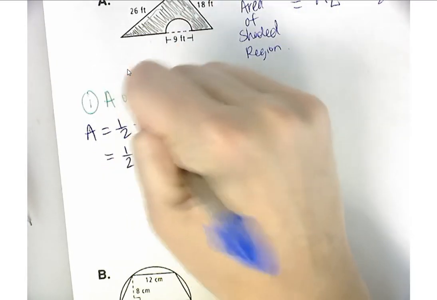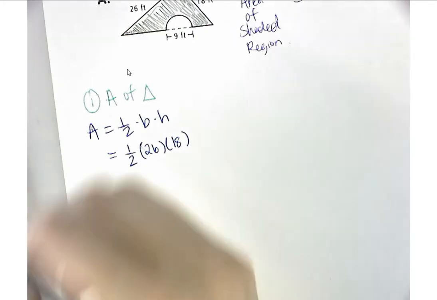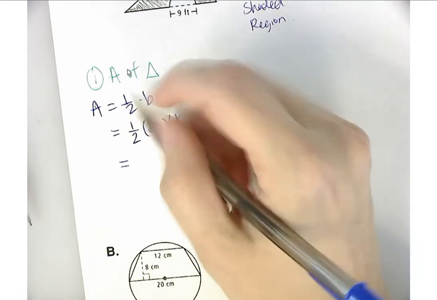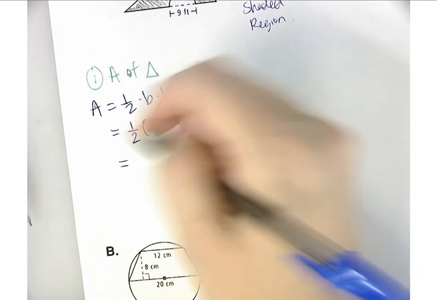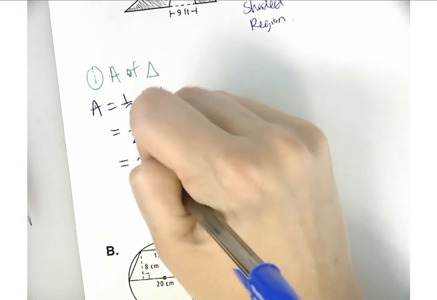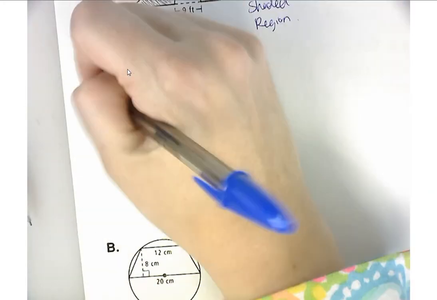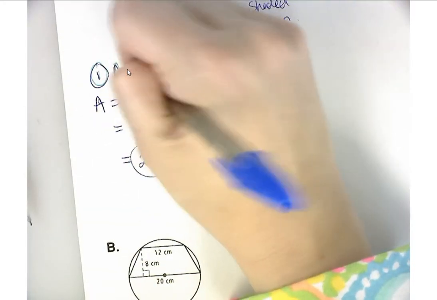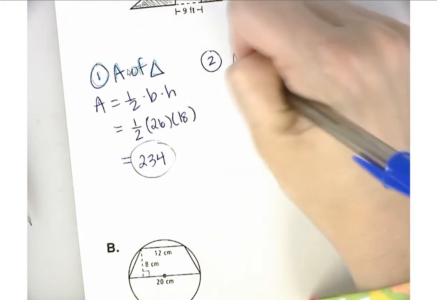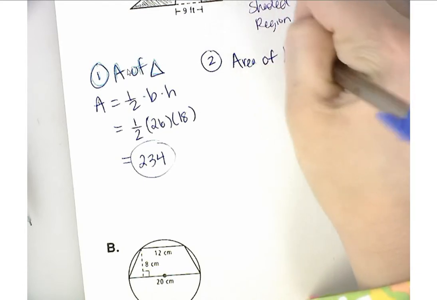So 26 times 18. Okay, so then half of 26 is 13. 13 times 18 is going to give you what? 234. Good. Just gonna write this here. All right, and then the next thing we'll do is the area of the half circle.